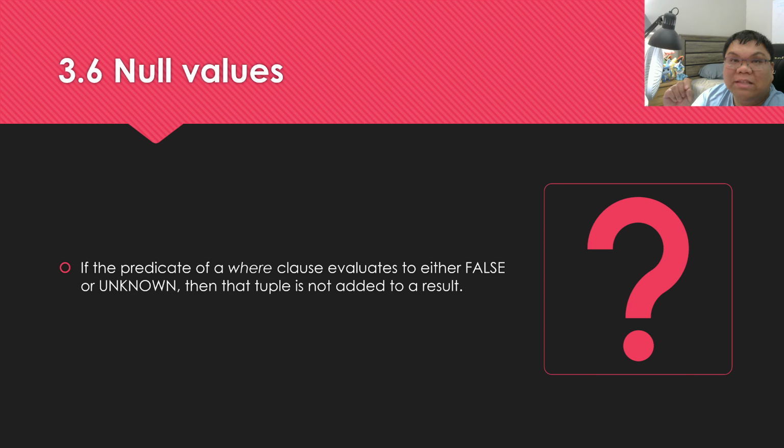Remember that the where clause basically added rows to an output table that satisfy a condition? Well, if you apply that predicate to a row and we get the result of false, then that row is not added to the table. But if we apply that same predicate to another row and we get the output of unknown, then we don't add that to the table either.